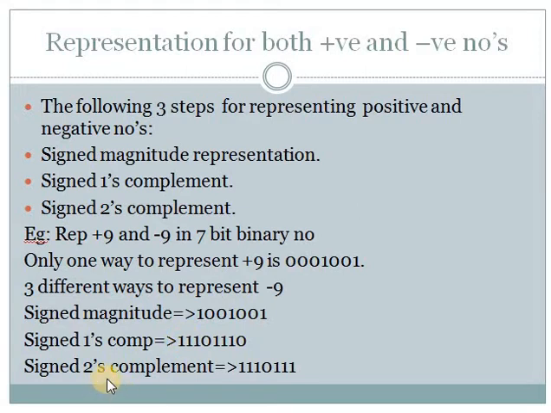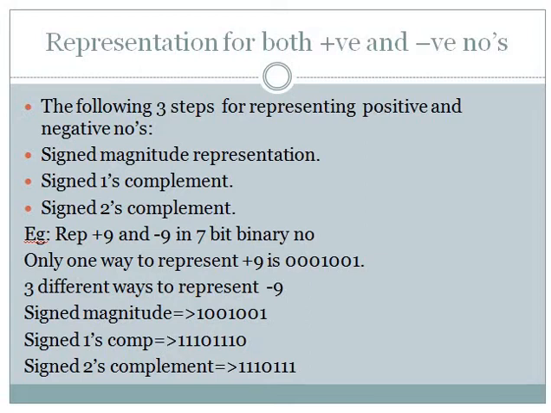Next, signed two's complement: you have to add +1. See here, that is 0 plus 1, other digits are the same, 1 1 0 1 1 1. So for positive representation there is only one representation, but for negative you have to represent in these 3 ways: signed magnitude representation, signed one's complement, and signed two's complement. Okay, this is how we are representing the fixed point representation.